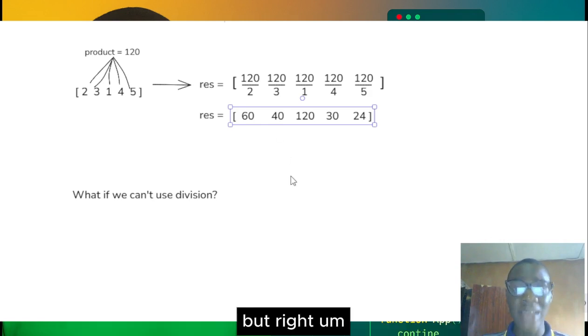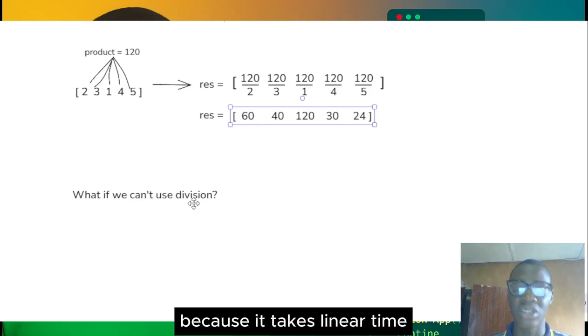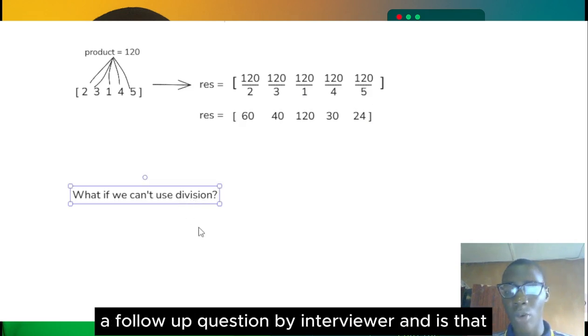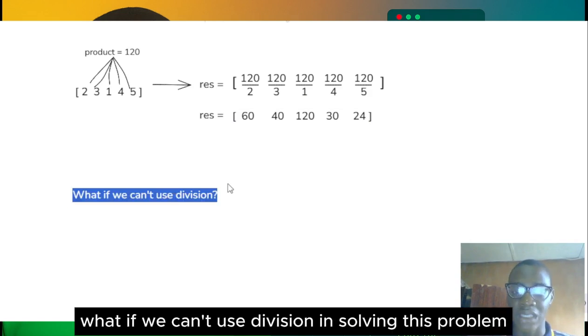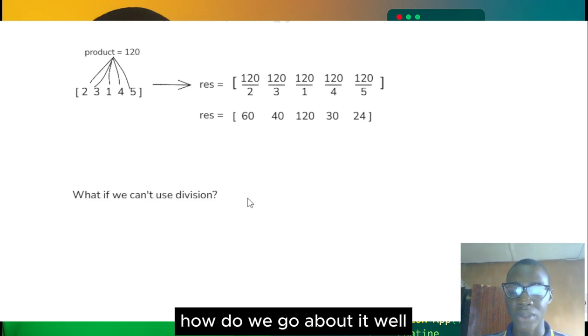But a follow-up question, fine, this is a very good approach because it takes linear time and it takes constant space. But a follow-up question by the interviewer is: what if we can't use division in solving this problem? What if division is not permitted to solve this problem? How do we go about it?